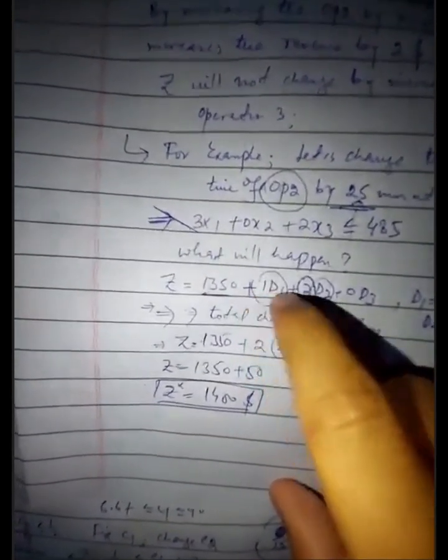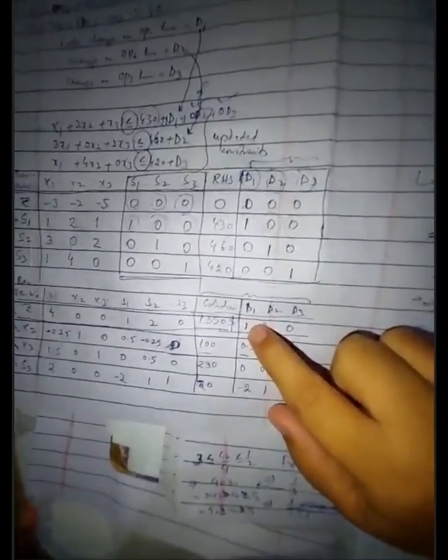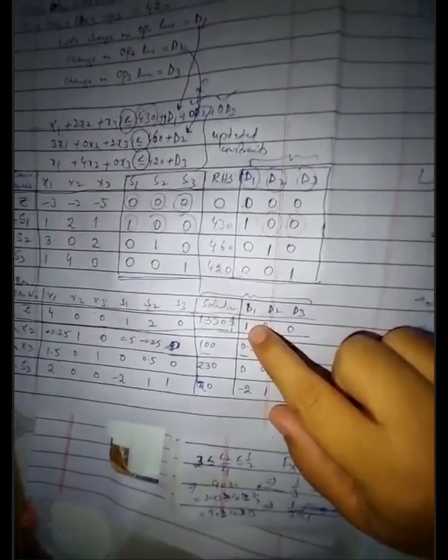So it depends upon the coefficient of this equation, or the value of D1, D2 and D3 in the Z row. The value of D1 is 1 in the Z row, so it means that by increasing the time of resource 1 by 1 minute, it is going to increase the profit by $1. But if we increase the time of operation 2 by single minute, it will increase the Z value by $2. And if we increase the value of D3 by 1 unit, it is not going to change the Z value, because D3 over here in Z row is 0.